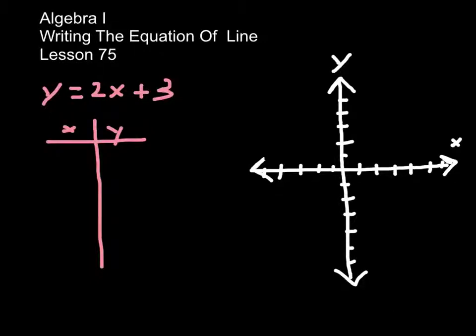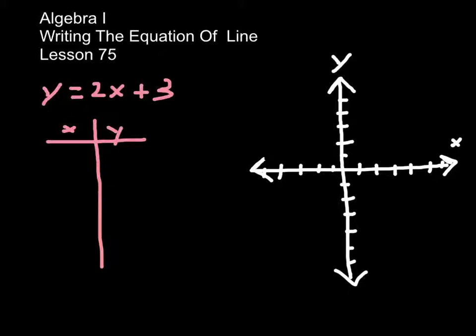Up to this point, we've taken equations and graphed them. For example, on the left in the pink, I have the equation y equals 2x plus 3. If you were asked to graph this equation, we made an x and y table, and then we graphed the line from the points that we got from this x and y table.